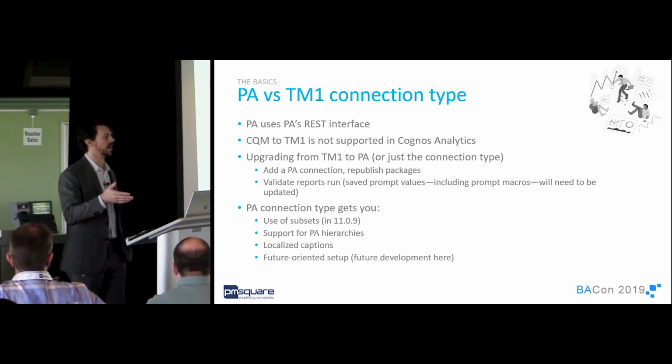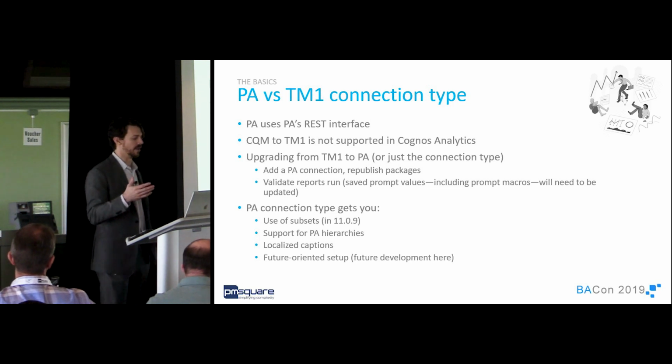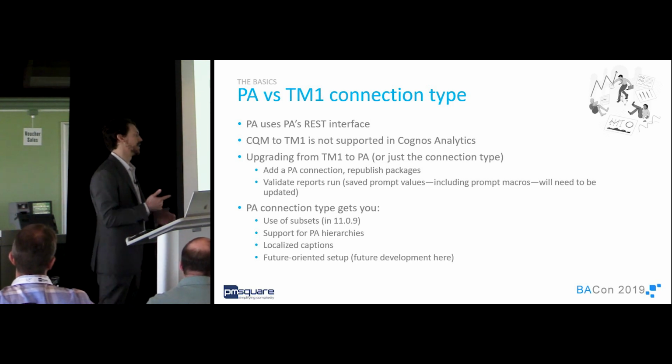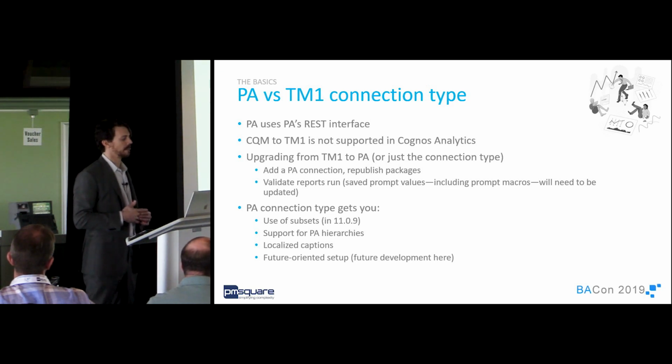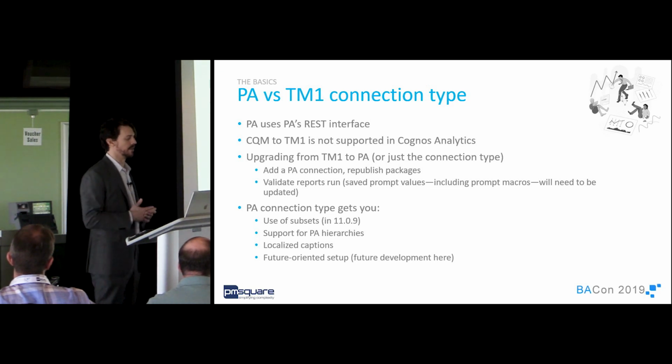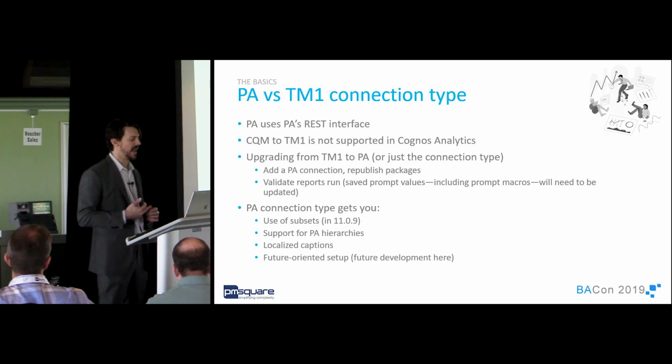When you go from the TM1 connection type to the Planning Analytics connection type, you get some new functionality. So first of all, you get the use of subsets. And subsets are a huge part of Planning Analytics these days, so you want to be able to tap into those. We'll talk more about those later. You get support for Planning Analytics hierarchies as well. Those can be very useful from a reporting standpoint. Can't get those with the TM1 connection type. You also get localized captions.